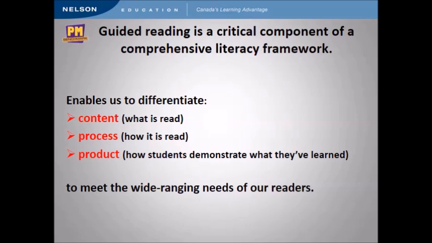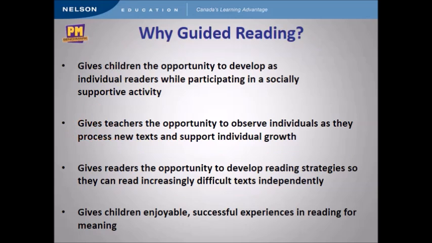And then it also allows us to differentiate the product. So how might students demonstrate what they've learned? Guided reading really allows us to differentiate instruction to meet the needs of the various students in our classroom. So why do we have guided reading?